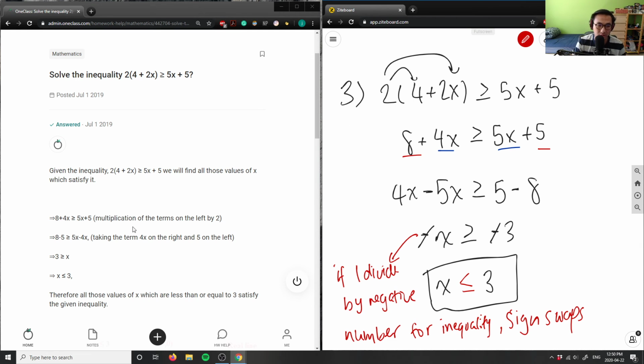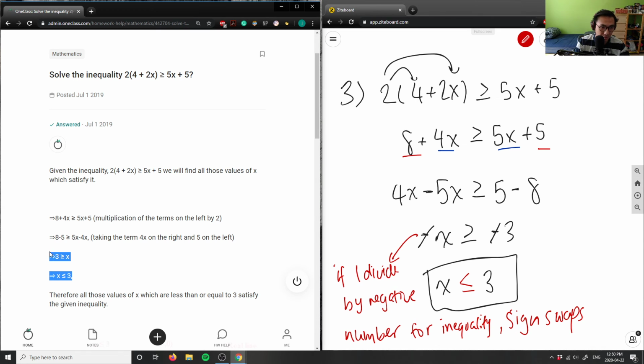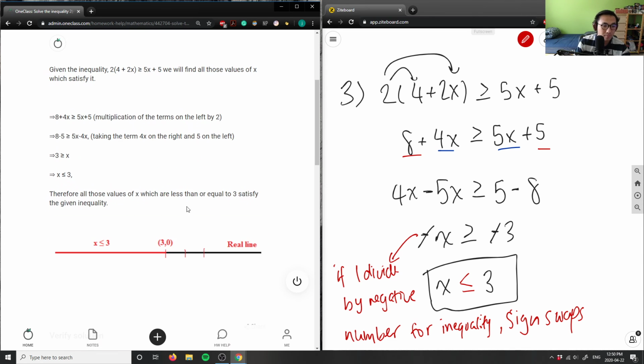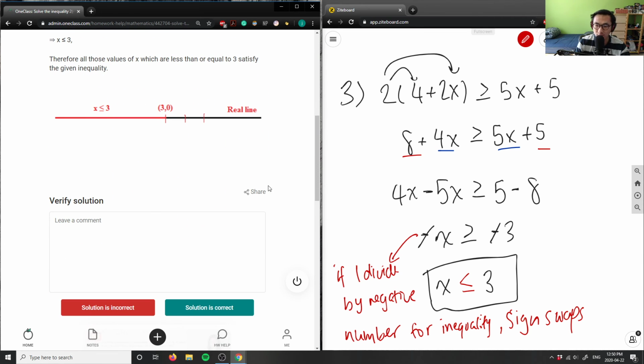So this here is my correct solution. Yeah, this here is the correct solution. So it's less than or equal to 3. And they even did a number line, which is awesome. So I can say here, this is a great solution and analysis.